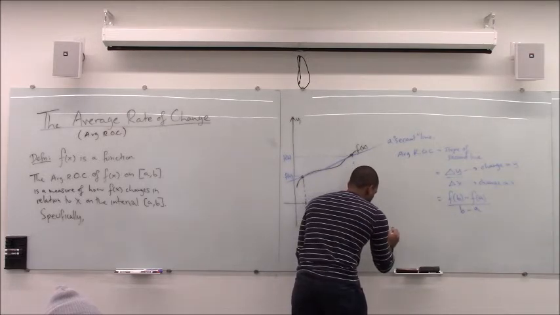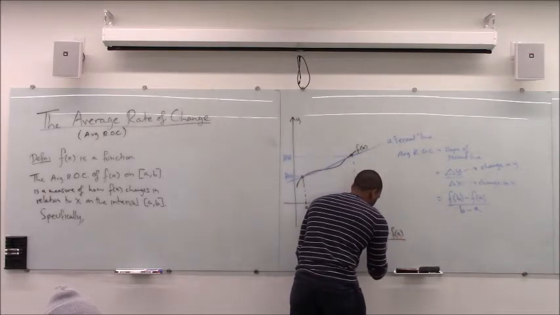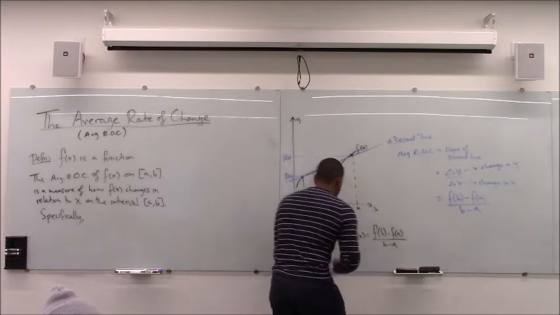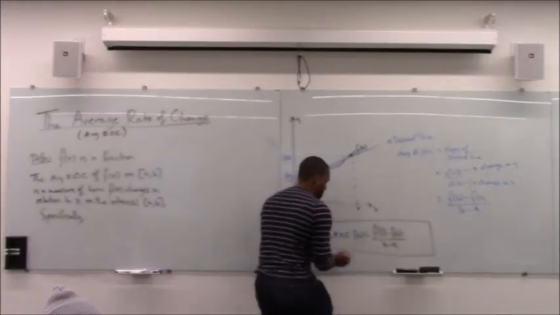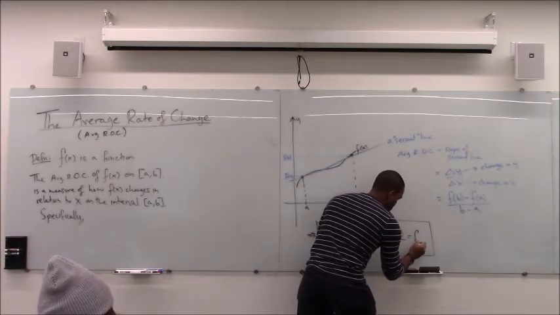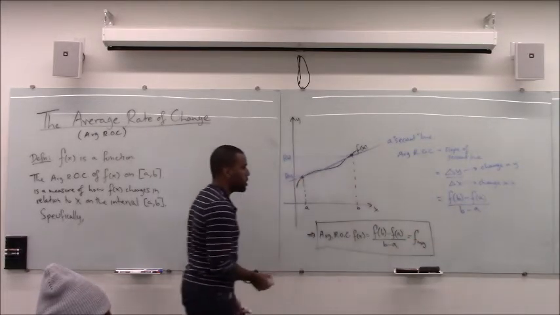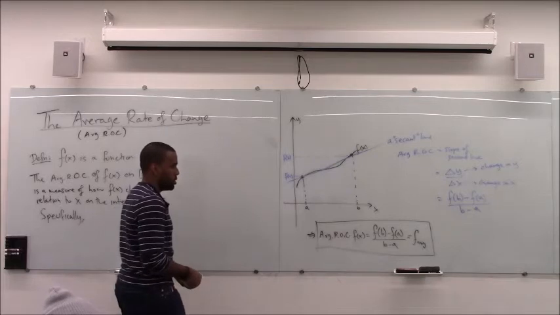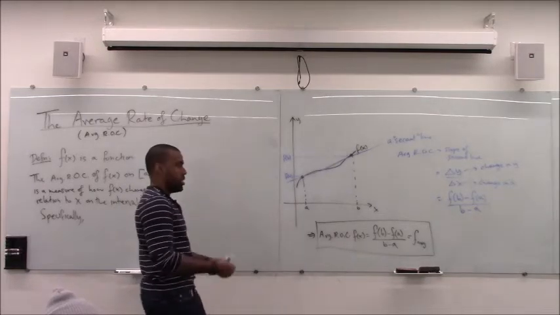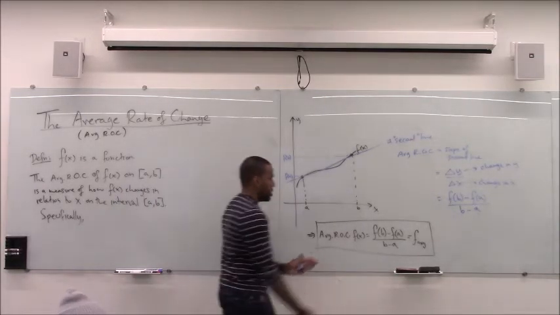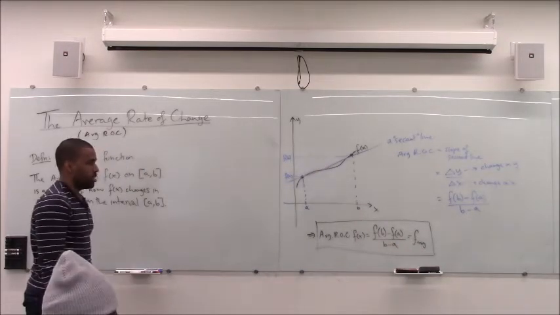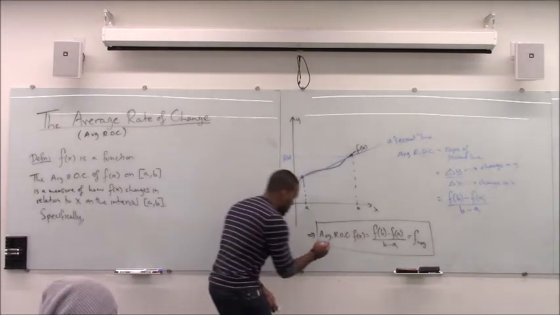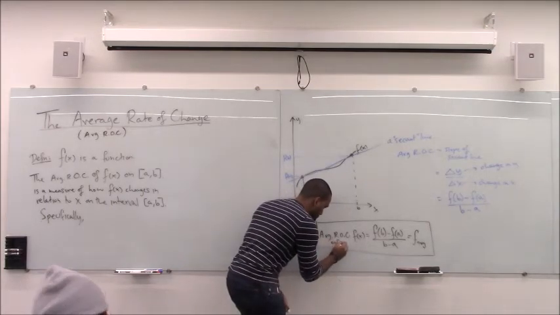f of b minus f of a over b minus a. And that's just a formula we know now. And sometimes, if I get even lazier, I might abbreviate this with f with a little average at the bottom. Okay? So average rate of change, whenever you hear that phrase, you should think about this formula. And of course, it's interval specific, so it's average rate of change on the interval AB.